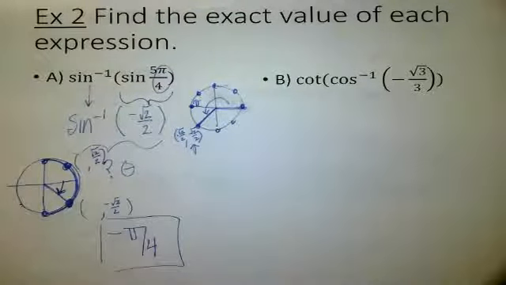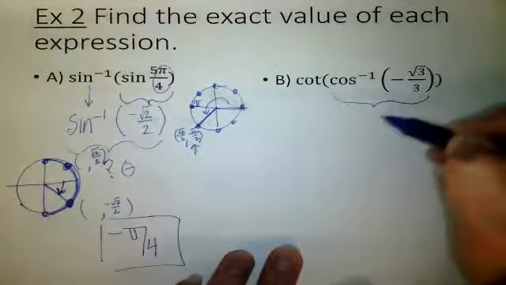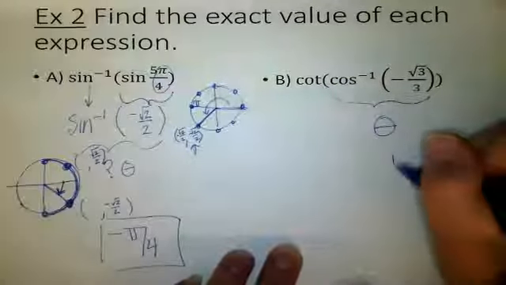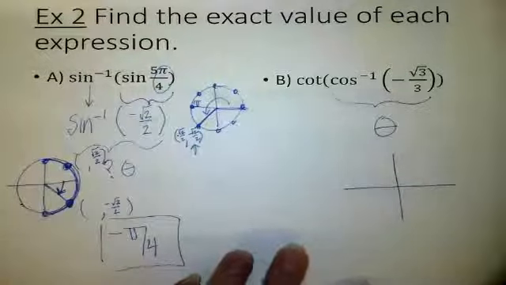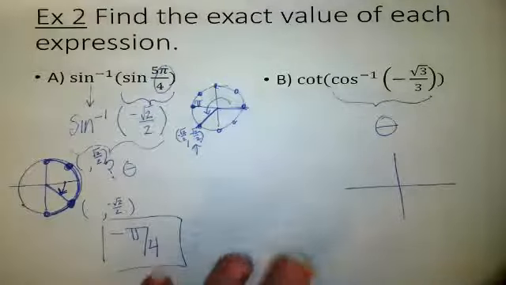Letter B, cotangent of cosine inverse of negative radical 3 over 3. If it was radical 2 over 2, I'd be great with my unit circle, but this one is not. But I can draw the angle. So it's not from my unit circle, but I can draw it.